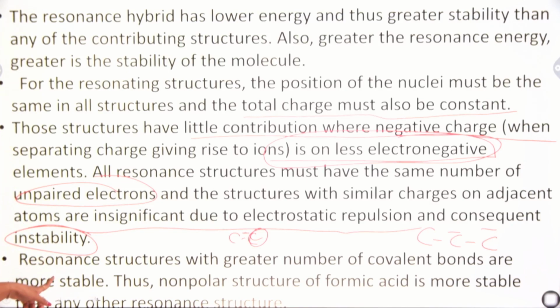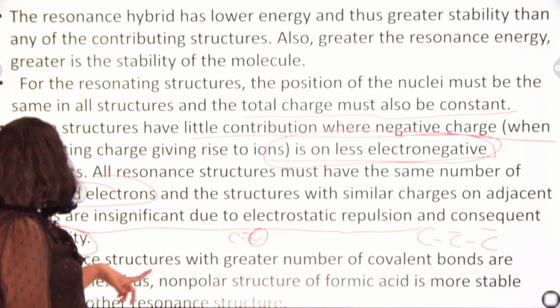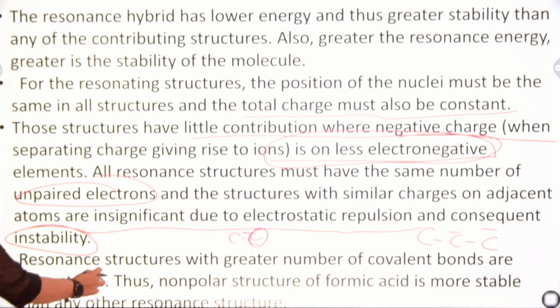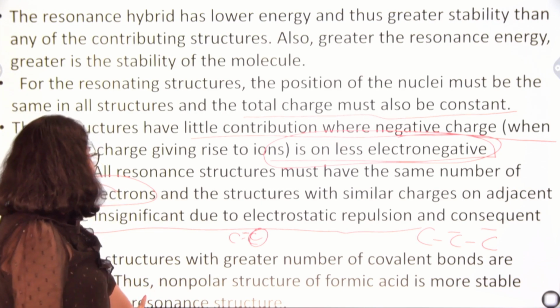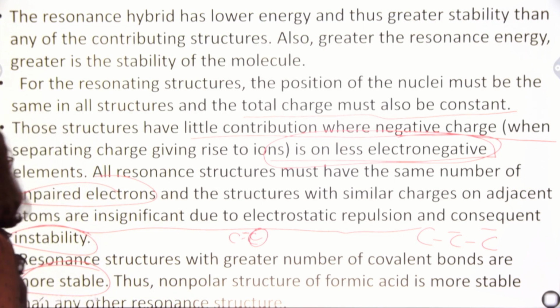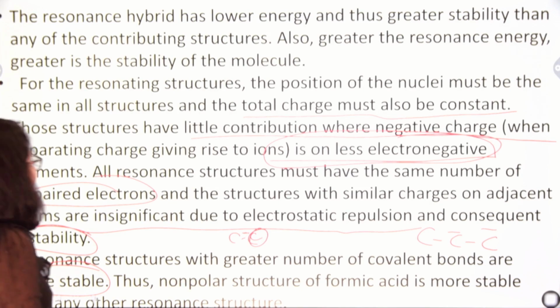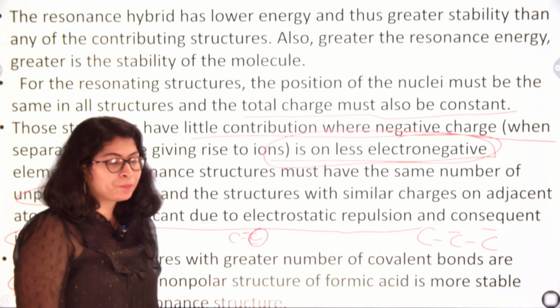The resonance structures with a greater number of covalent bonds are more stable. If there are a greater number of covalent bonds as compared to charge separation, that structure is more stable. Thus, the non-polar structure of formic acid is more stable than any other resonance structure.